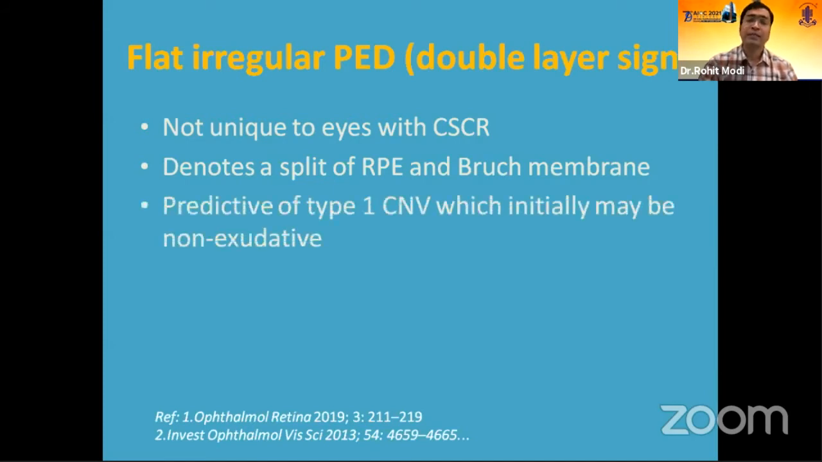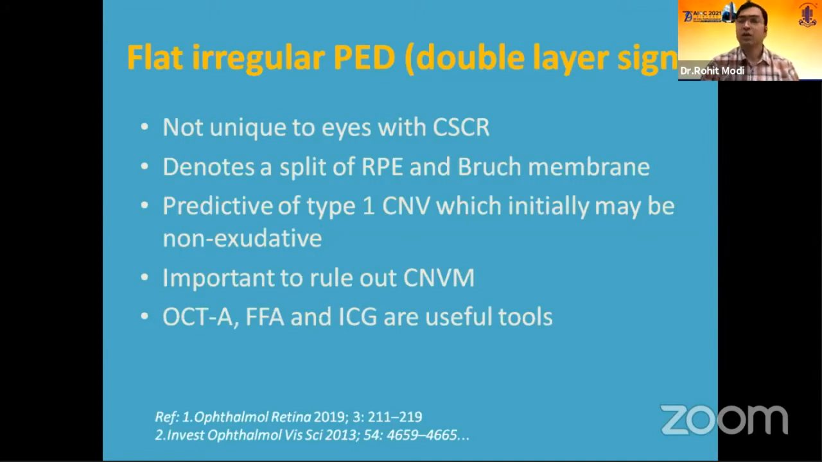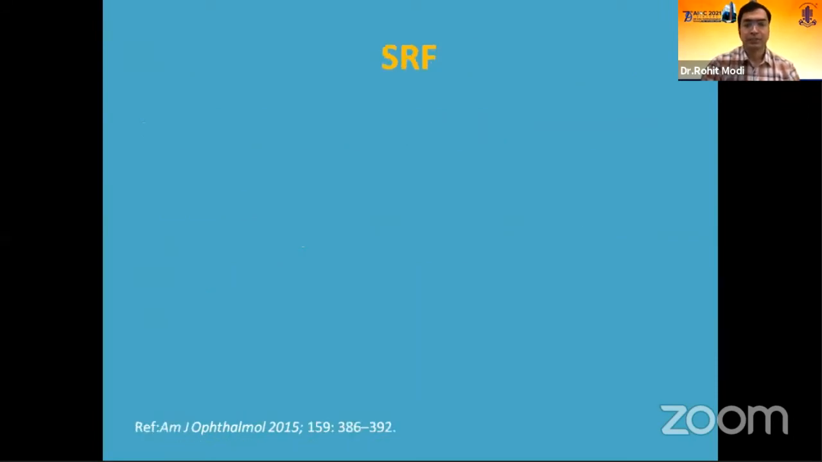The important point is that it is predictive of type 1 CNVM, which initially may be non-exudative, and the treatment modality hence changes if there is type 1 CNVM. It's important to rule out CNVM in these cases, and OCT angiography, FFA, and ICG are more useful than just OCT in these patients.